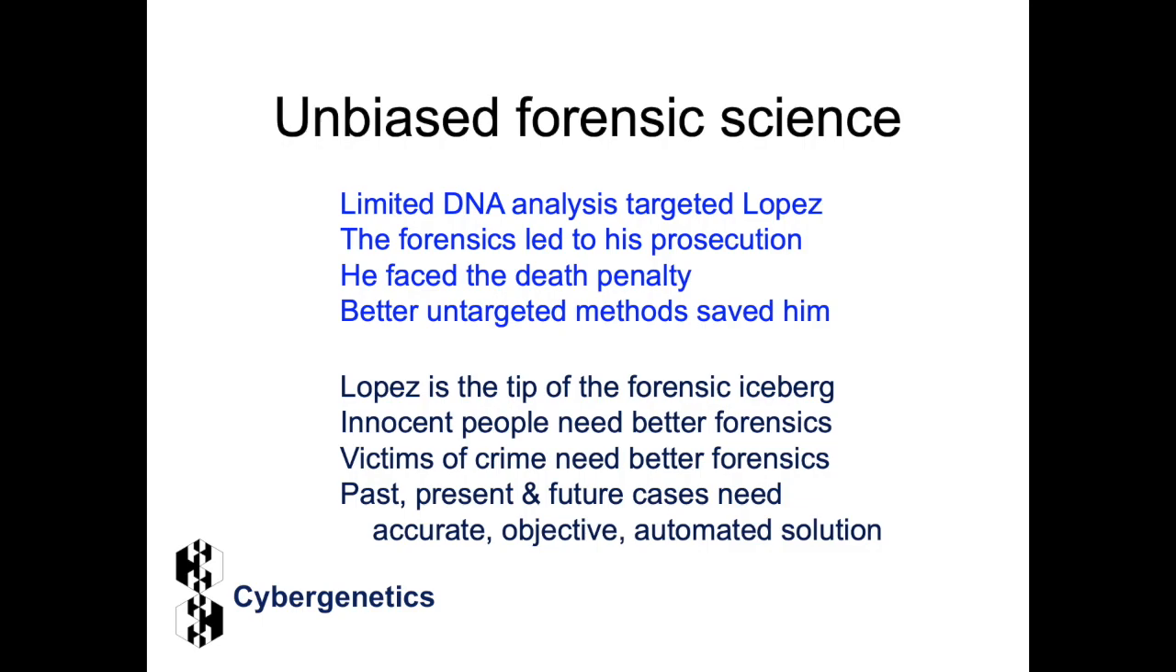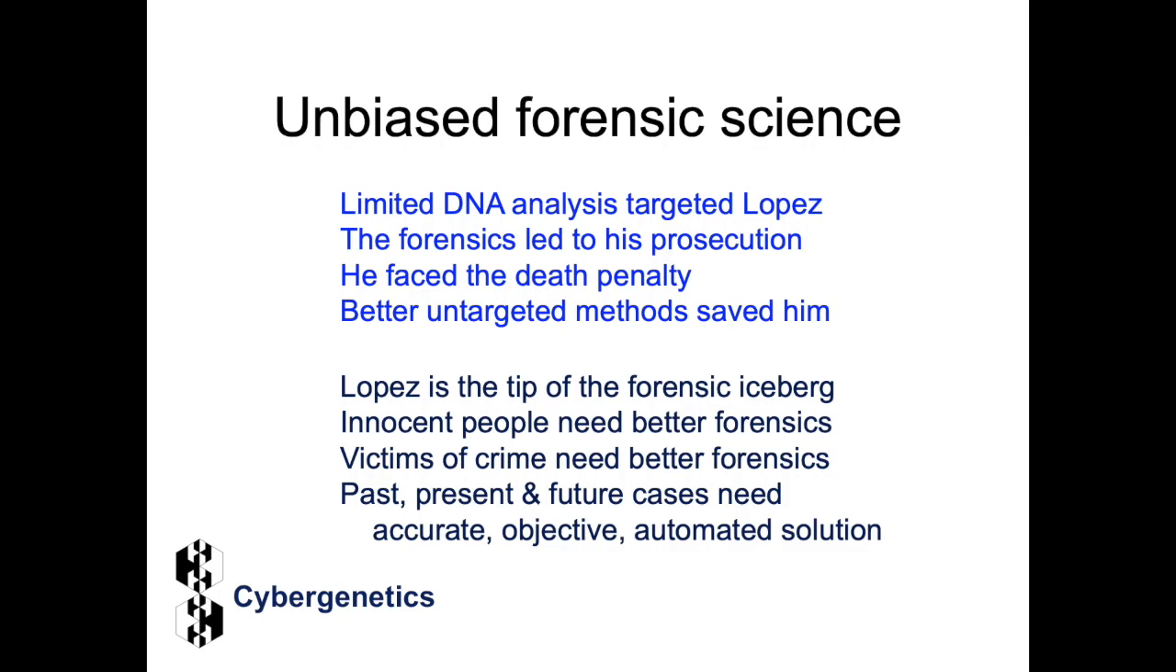This talk has also shown the role of unbiased methods in forensic science. It was a limited DNA analysis that targeted Defendant Lopez. It was the limited forensic science using manual methods that were based on biased targeting that led to his prosecution. He faced the death penalty because of forensic limitations, and it was only better, untargeted, unbiased computer methods that ultimately saved him. The Lopez case is just the tip of a very large forensic iceberg.